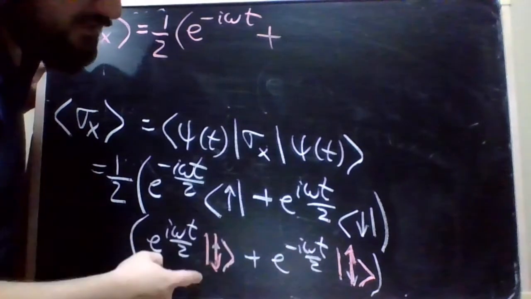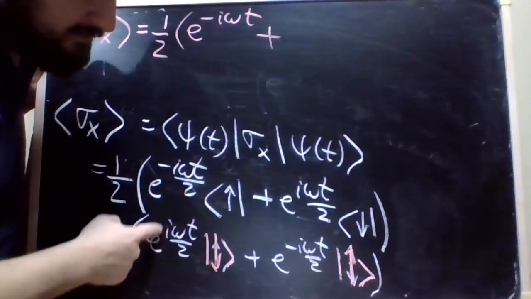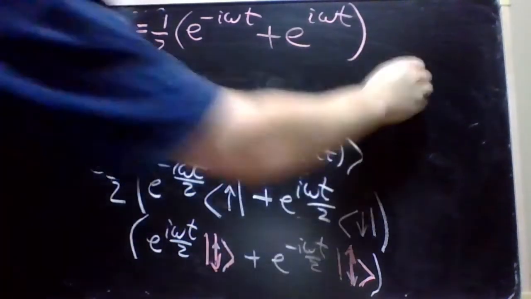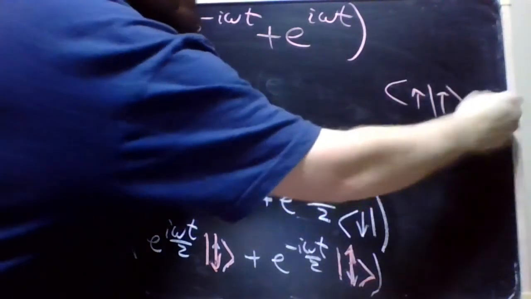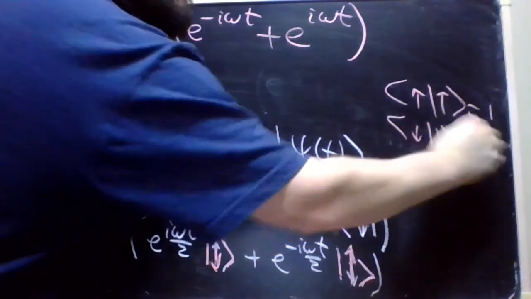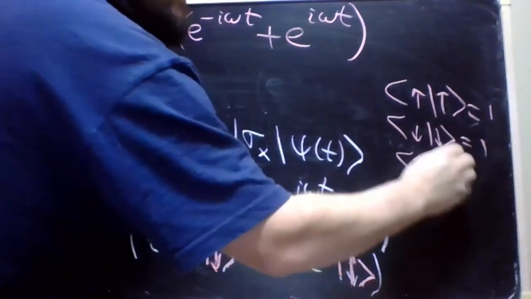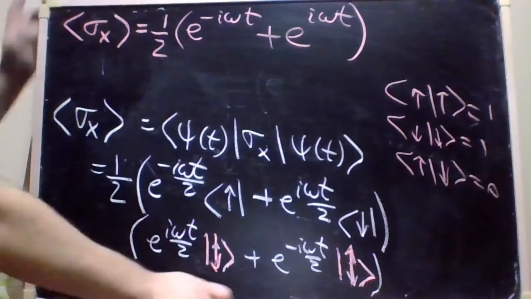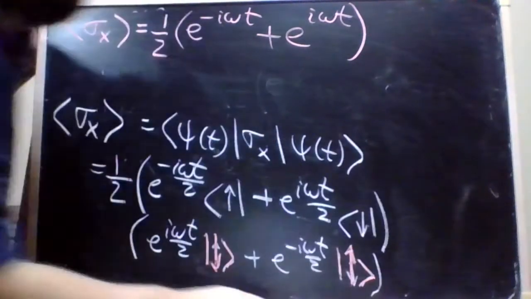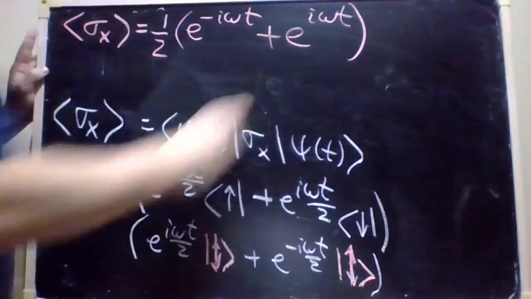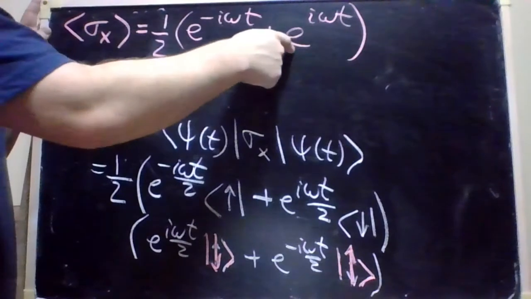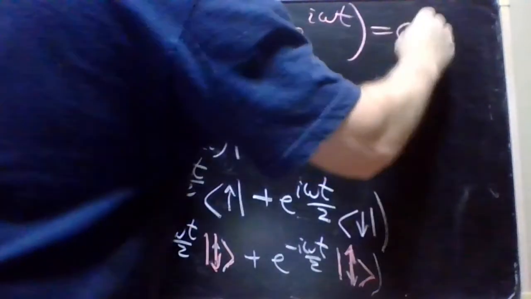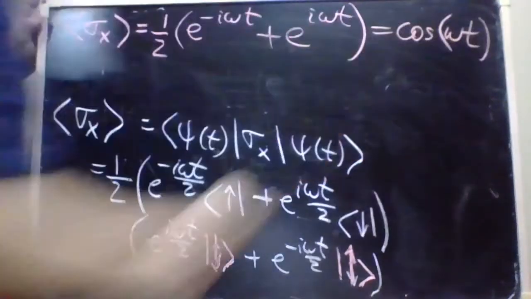The non-vanishing value is only when projected to that thing, and this is twice this value for the phase, right? Just remember, up projected with up gives you 1, down projected with down gives you 1, up with down and the reverse gives you 0. So it's just the orthonormality of the basis. But this thing here, 1/2 of the exponential i omega t plus exponential minus i omega t, is just the cosine of omega t. It's just the definition of a cosine.